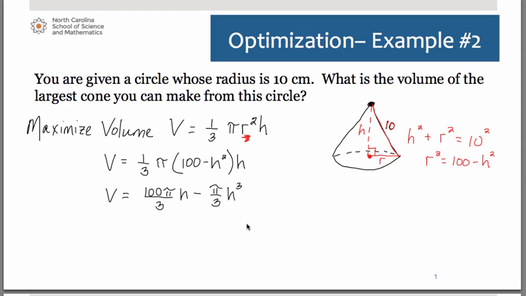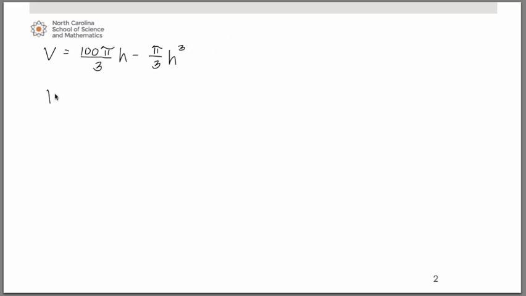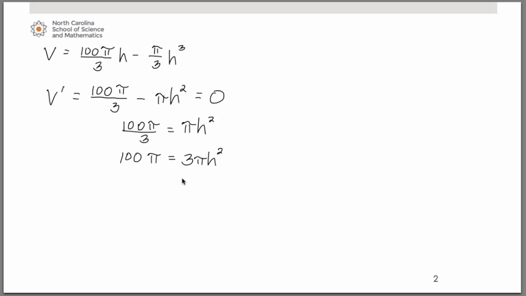Now notice our primary equation that we're going to differentiate is in terms of simply one variable. If we go ahead and differentiate, we have V prime equal to 100 pi over 3 minus pi h squared. We're going to set that equal to 0 and solve it. Upon cross multiplying, we can cancel out our pi's. We then have h squared is 100 over 3, which leads to h equaling 10 over root 3.